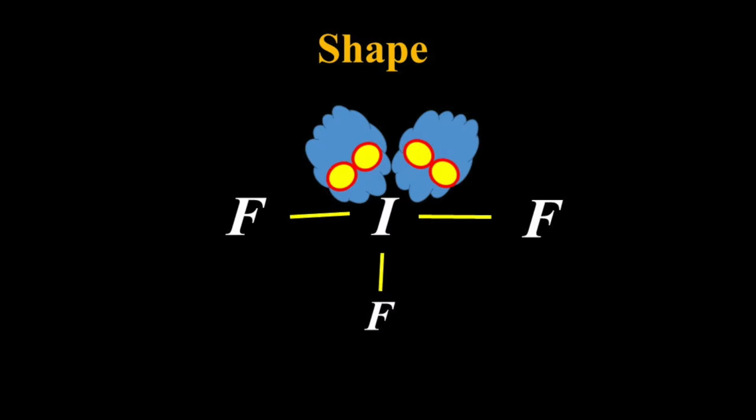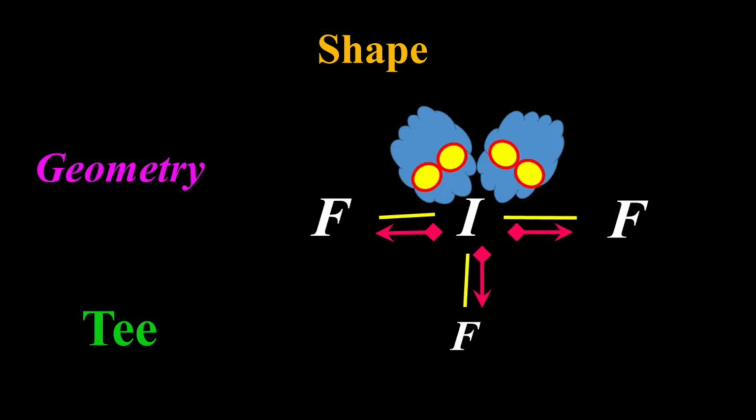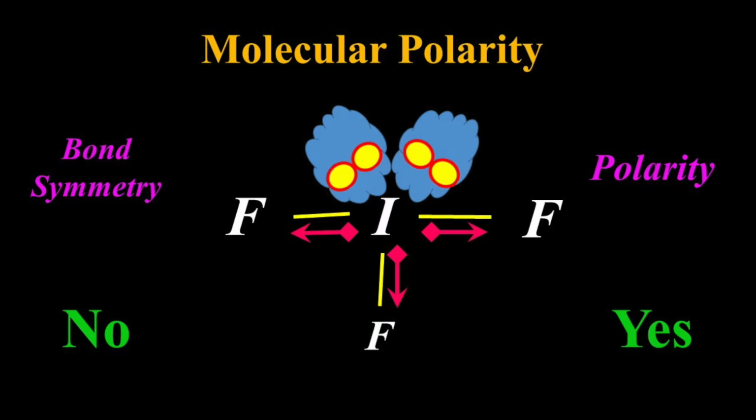I look at the list and I see that it's going to be T. I put in the dipoles, and I see that I have 2 that are going to cancel and 1 that's not, so I have partial symmetry, but not enough, and the polarity is going to be yes, I will have polarity.